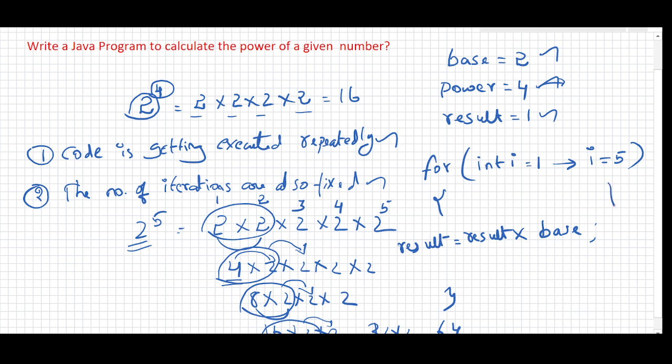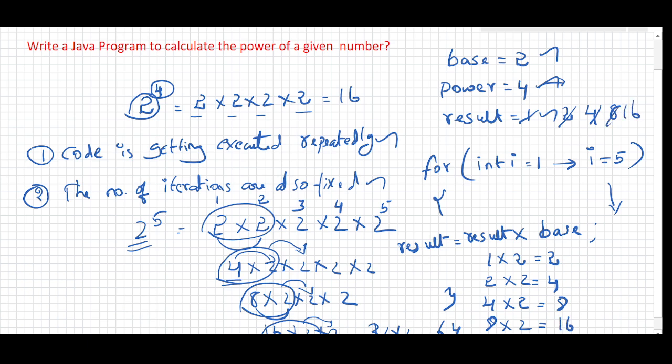So first iteration, the value of result is 1. So 1 into base value 2. So first iteration, the resultant value will be updated to 2. Second iteration, again the updated result into base is going to be 4. The resultant value will be updated to 4. The third iteration, resultant into base 8. Resultant value will be updated to 8. Fourth iteration, the resultant value into 2, right, 16. The resultant value will be updated to 16.